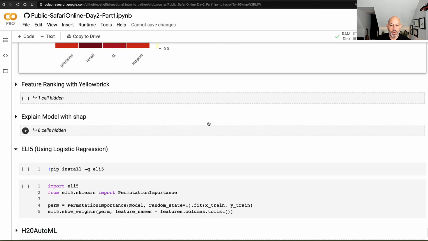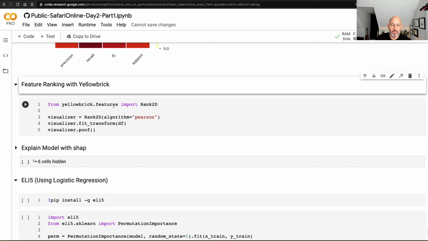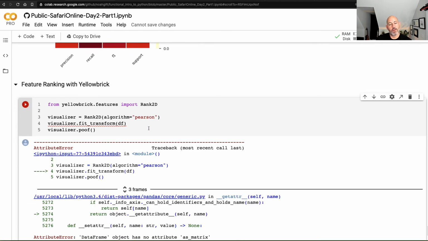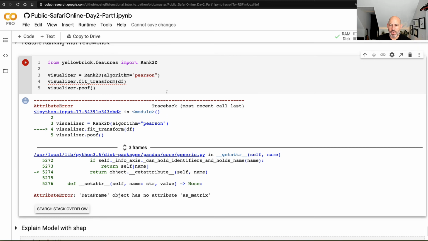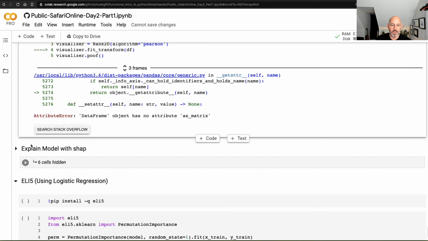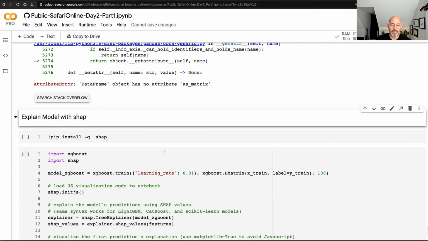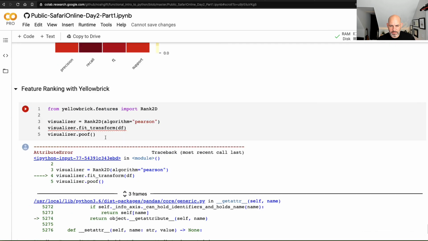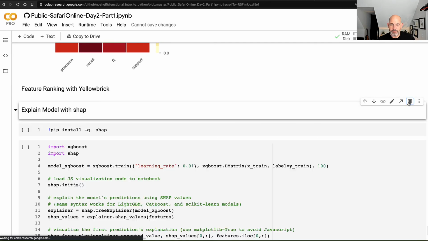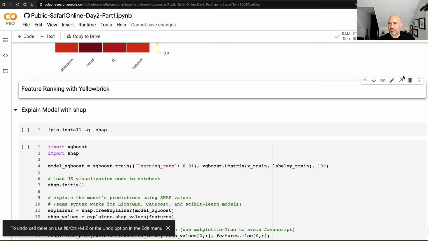And if I go through here and do feature ranking with Yellow Brick, here's an example, but for some reason they must have changed that API, so I'll just go to the next one. I'm going to explain it with this other library called SHAP. So we talked about this earlier, that there was ELI5. Well, this is another one that you can use. In fact, I think I'm just going to delete this, because since they changed it, I will not use this library anymore. There we go. Gone. There's a better library.